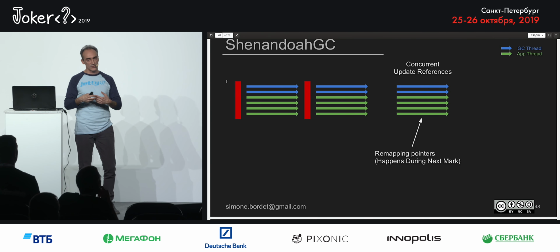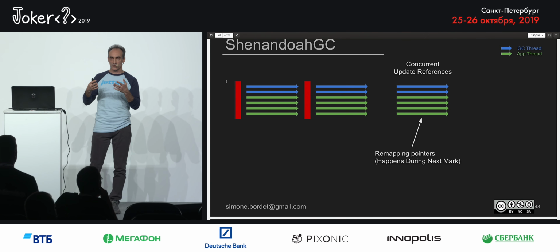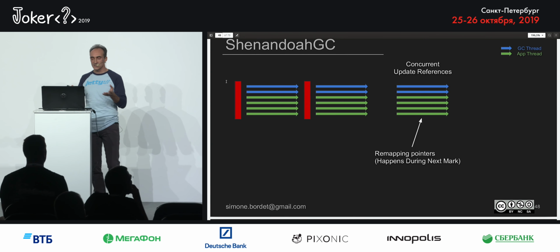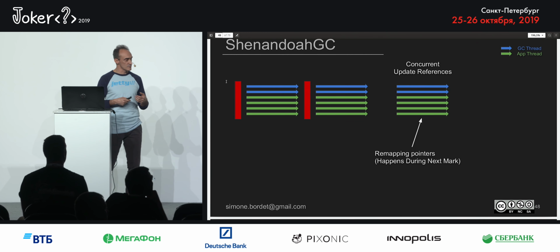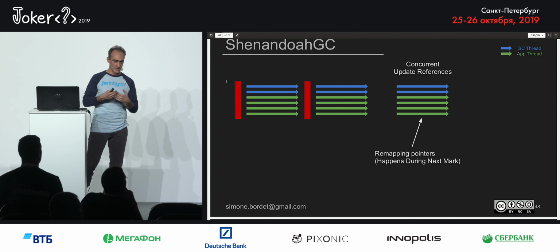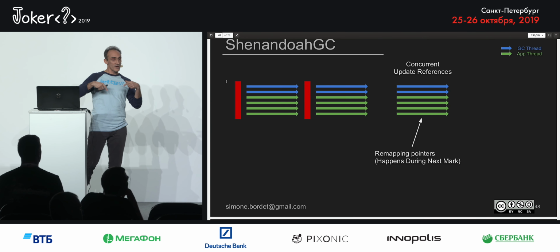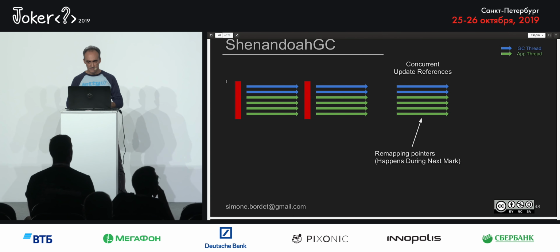Because again, I need to traverse the whole object graph. It's an expensive operation. I want to do it the least number of times possible. So marking is a very good occasion to navigate the object graph. I have to navigate it anyway. Well, why not fix the previous GC cycle's pointers as well?